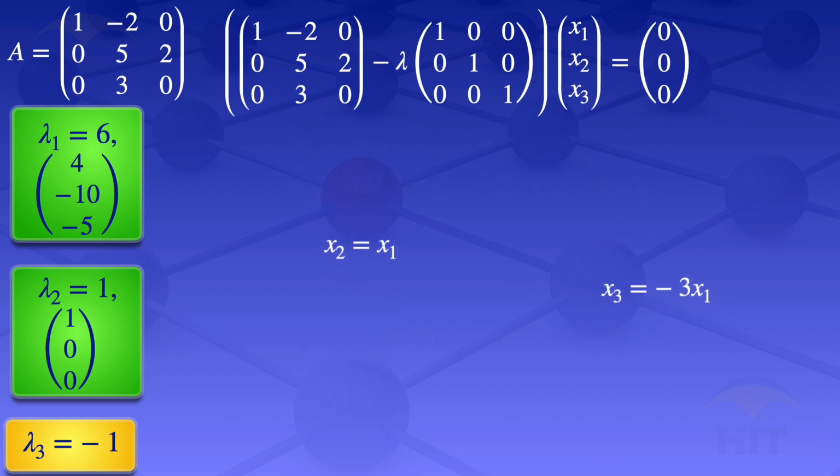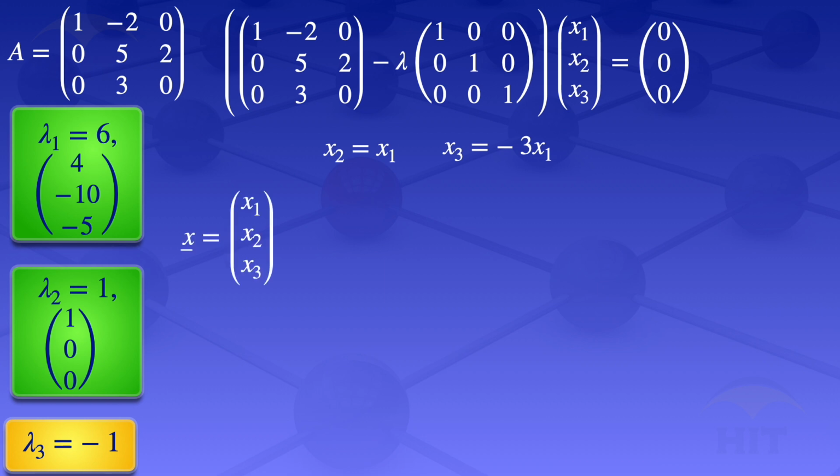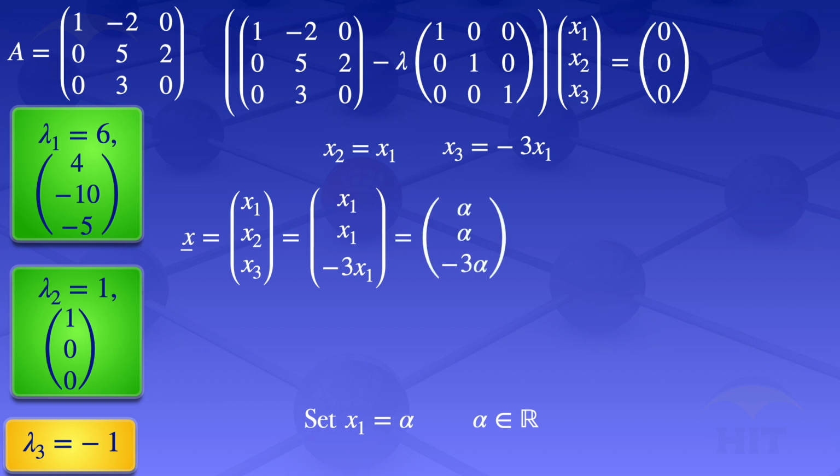So what we are having there is those two equations, x2 is equals to x1, x3 is equals to minus 3x1. Our vector x has components x1, x2, x3. But we are saying x2 is x1, x3 is equals to minus 3x1. So our vector becomes x1, x1, minus 3x1. Let us go on and set x1 equals to alpha, where alpha is a real number. Our vector then becomes alpha, alpha, minus 3 alpha. Alpha is a real number, therefore we can factor it out there. Then we have alpha multiplied by 1, 1, minus 3. That vector there, 1, 1, minus 3.